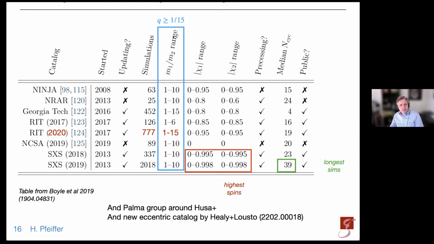Mass ratio, if you look at the mass ratio range, typically up to 10, at most 15. Spins typically up to 0.8 or 0.9, because that's the easy part. Very precious few up to 0.998. Length of the simulations, typically below 20 or so gravitational wave cycles for the other groups, and about 40 gravitational wave cycles for us, because our code is so well suited to doing long-range projects.